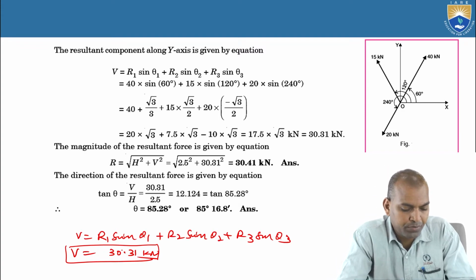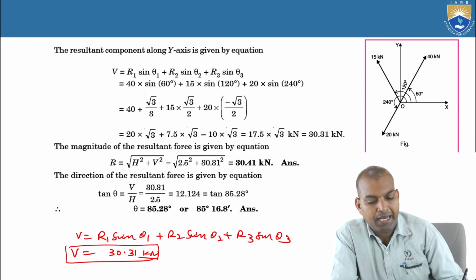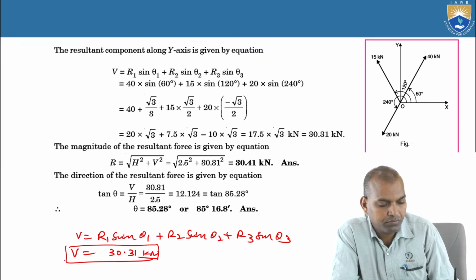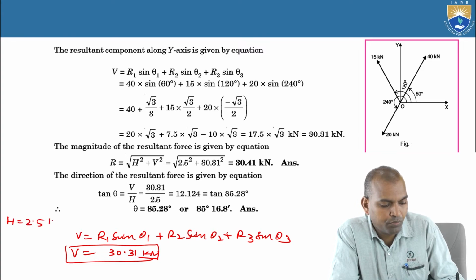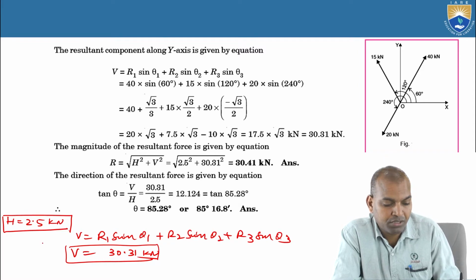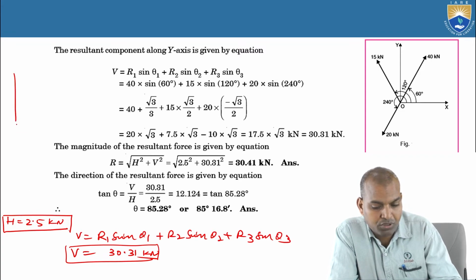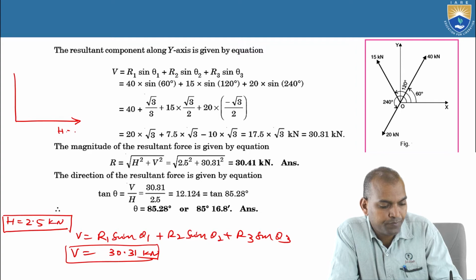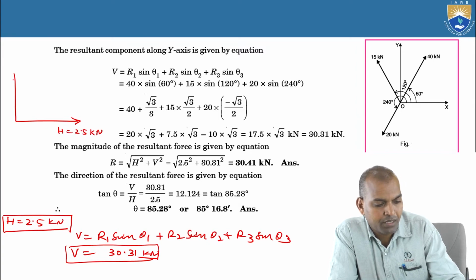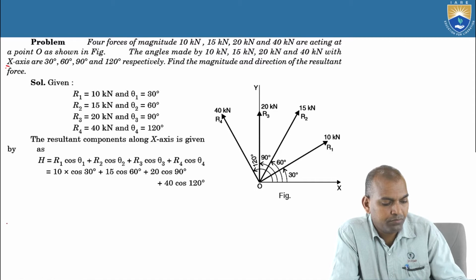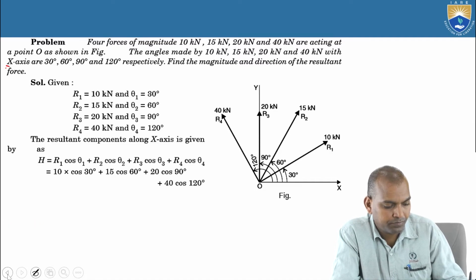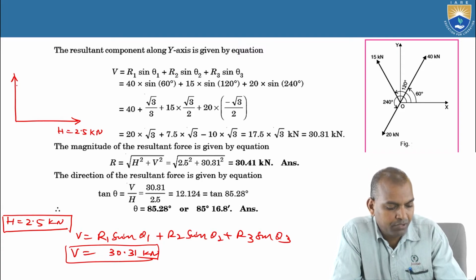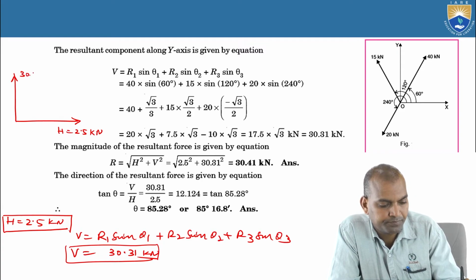This V equal to 30.31 kilonewtons and H equal to 2.5 kilonewtons. What is the resultant force? Both are positive values. This is the H value, that is 2.5 kilonewtons, and the value of V equal to 30.31 kilonewtons.